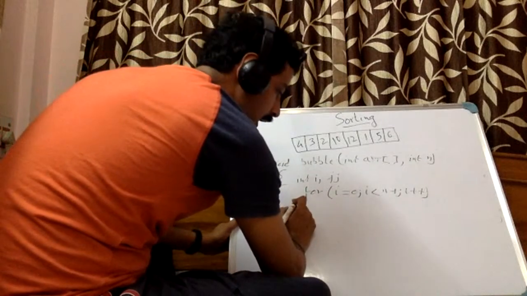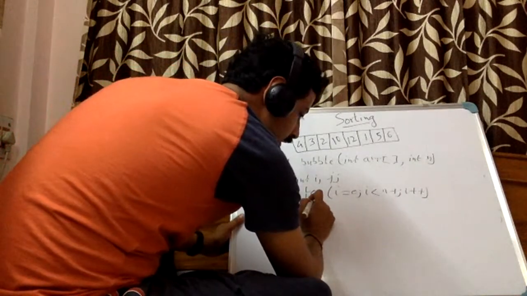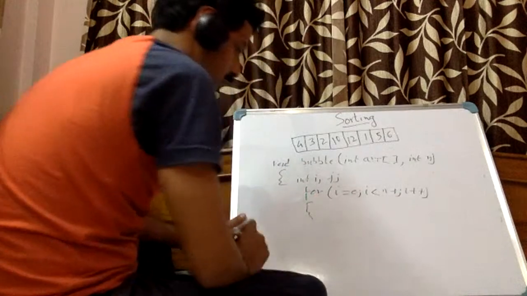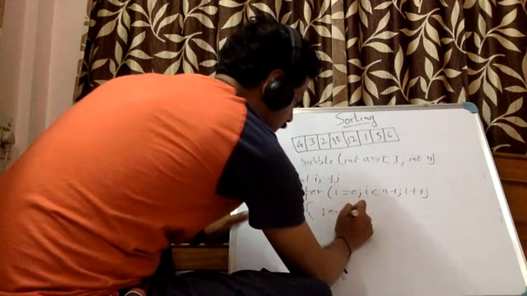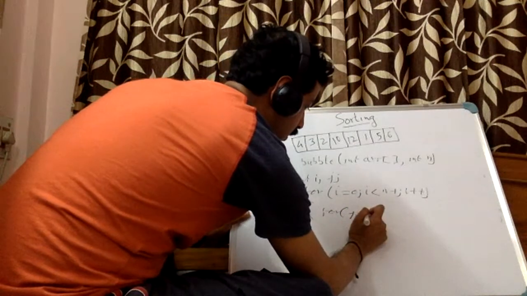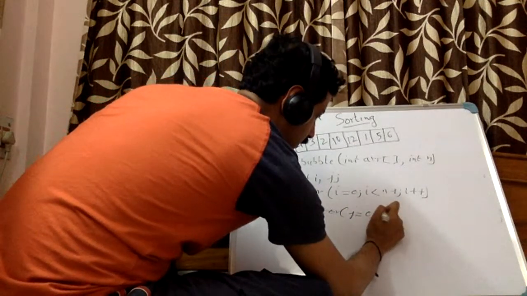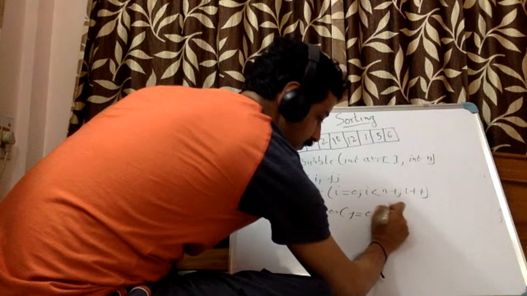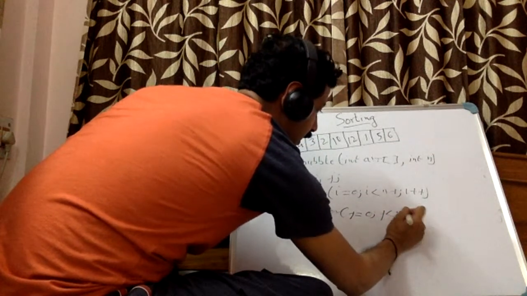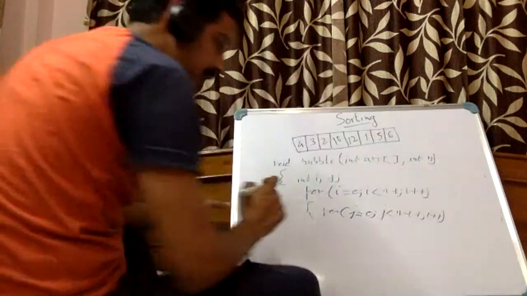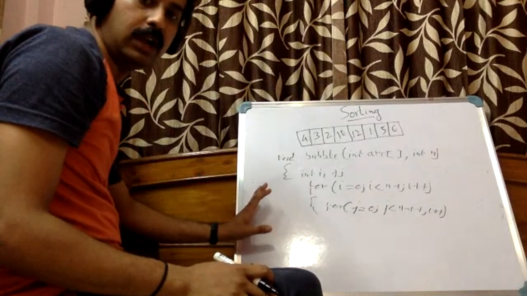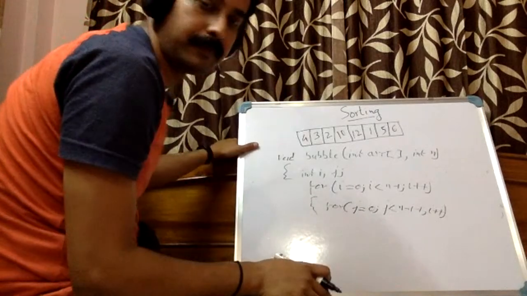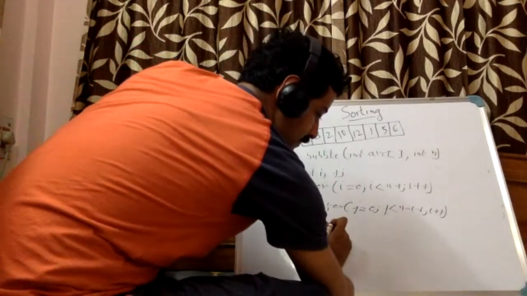Inside this loop, I have another for loop: for j equal to 0, j less than n minus i. Okay. Is the board visible to you? Okay.